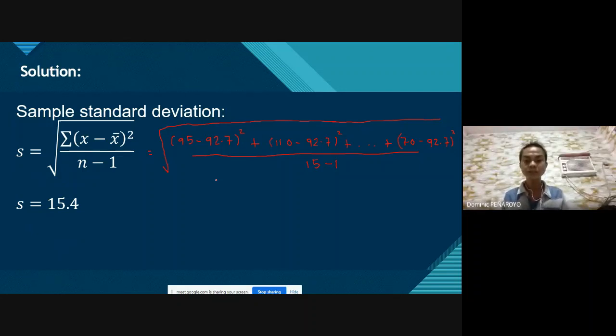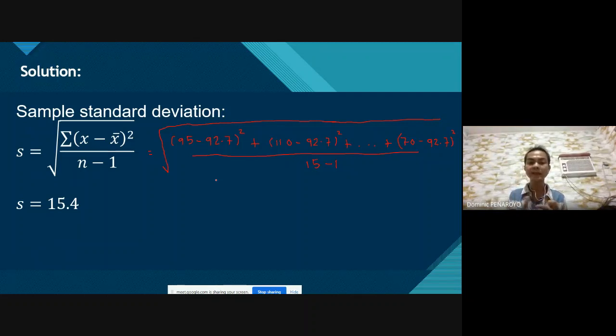So you will have there 15.4. Again, you need to round it off to the nearest tenths, kasi yung ating raw data is in whole number. So our final answer should be rounded off to the nearest tenths. Okay, so meron na tayong sample mean, meron na tayong sample standard deviation.